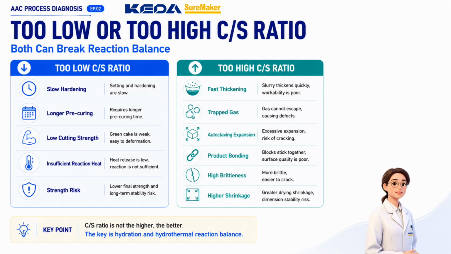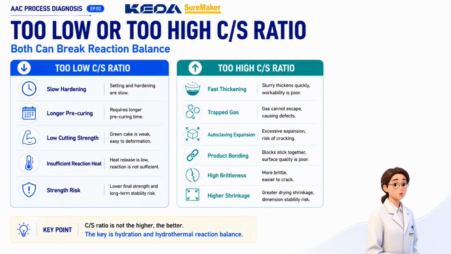However, the calcium to silicon ratio is not the higher, the better. If the calcium to silicon ratio is too high, calcium materials are relatively excessive, and this may create another set of problems. Thickening may become faster than gas generation, resulting in trapped gas. Autoclaving expansion may occur. Products may bond together, become more brittle, and show higher shrinkage.